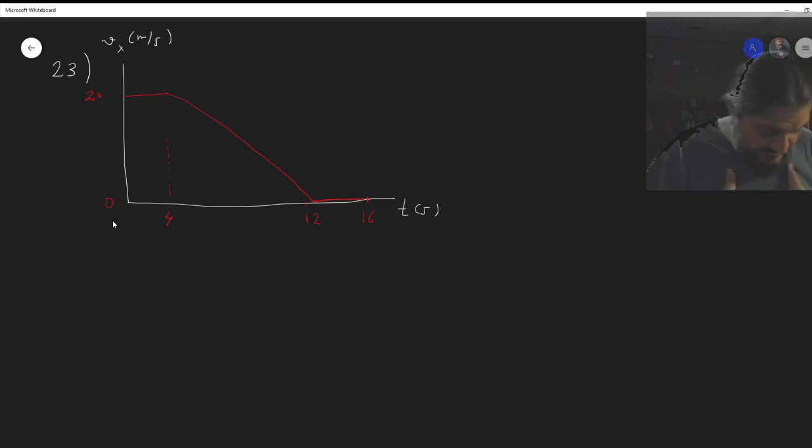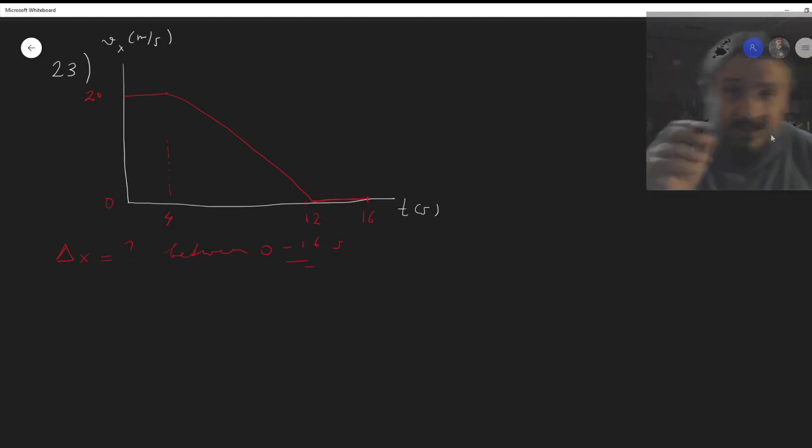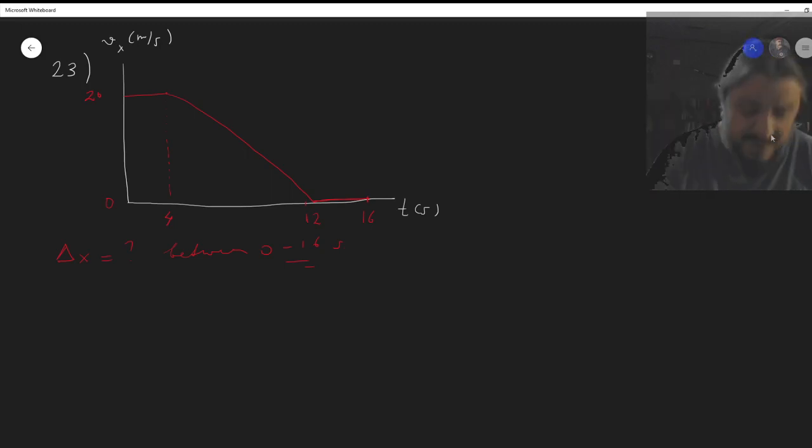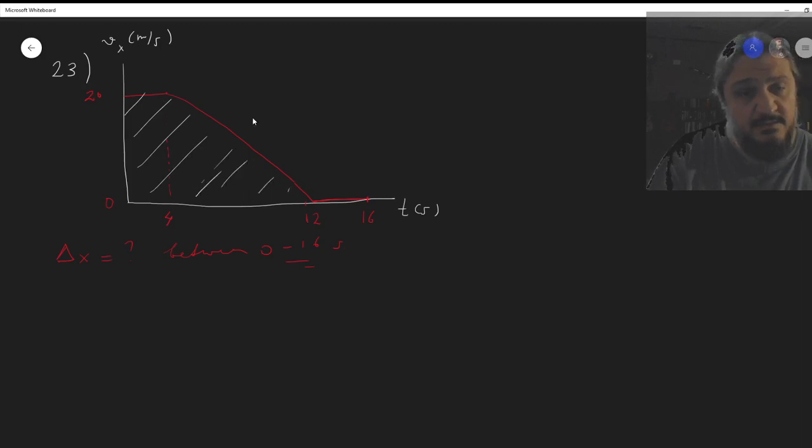Going back to the problem, how far does the car move? How far does the car move between t0 and t16 seconds? Delta x is what? Between 0 and 16 seconds. Well, nothing happens between 12 and 16 seconds anyways. So the question is, what is the displacement between 0 and 12 seconds, right? So what do we do? Remember the area under the velocity time graph gives us the displacement.